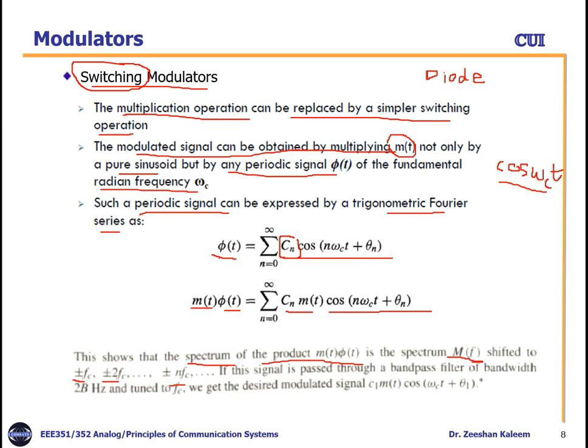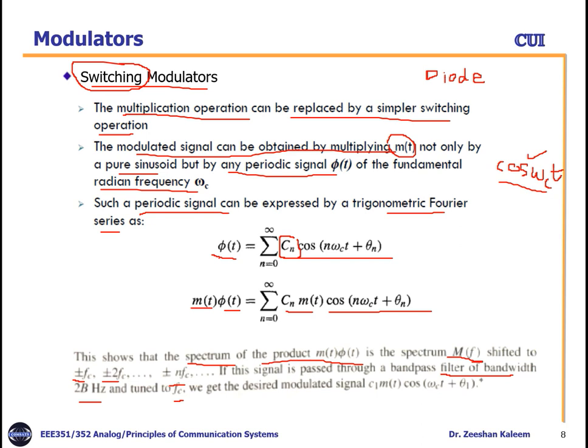So if the signal is passed through a band pass filter of bandwidth 2B Hz and tuned to fc, we get the desired modulated signal. What does it mean? As you can notice, after multiplying m(t) with φ(t), we would have n number of terms: fc, 2fc, up to nfc. But our desired target is to obtain only the fc term, because you can see here m(t) cos ωct, or fc. So we only need one frequency.